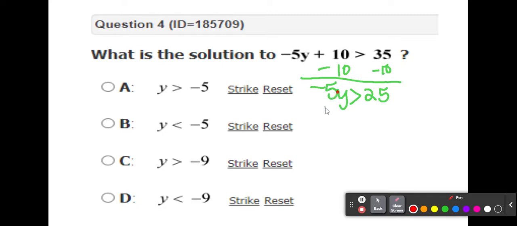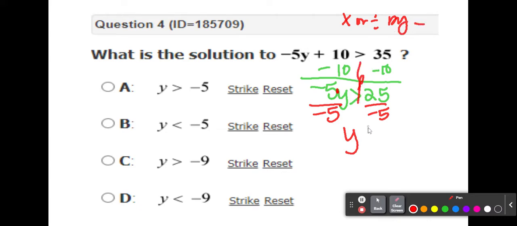A lot of you missed this because you added 5 here. That doesn't make that go away when it's being multiplied by the y. So we have to do the opposite of multiplication, and then we divide by a negative. So whenever you multiply or divide by a negative number, you flip the sign.